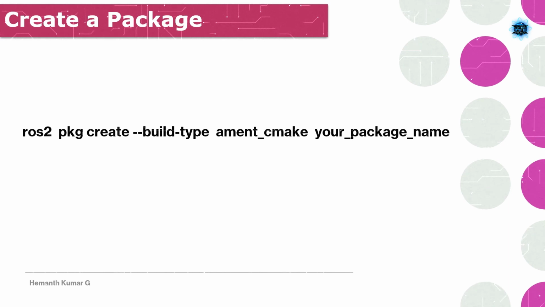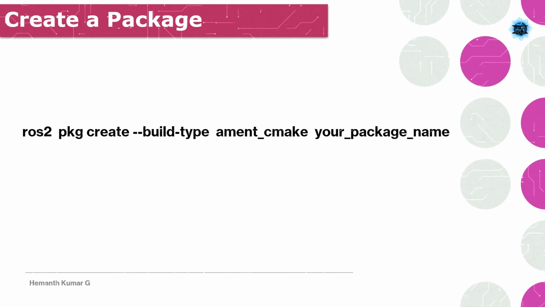What is the specific build type here? The ament_cmake build type supports C++. If you want to implement node programming in C++, you have to build the package using the build type ament_cmake. If you want to implement your node programming in Python, you can use ament_python. That is what a build type is. Ament is a package in ROS2. Let's break down the command one by one.